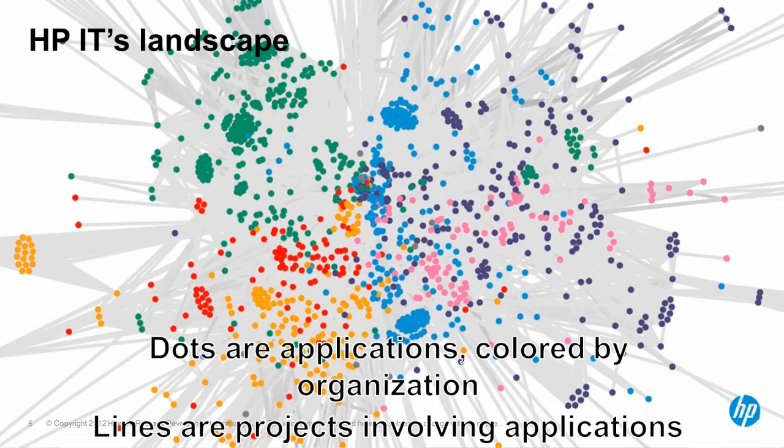And on this picture, the applications are pictured by dots. So each dot that you see is an application. Each color is an organization. So within HP IT, we have multiple organizations, represented by colors there. And the gray lines that you see are projects that involve multiple applications. So if you have one line that connects two dots, it means that those two applications, one way or the other, have a common project, and basically the two applications have to share something.